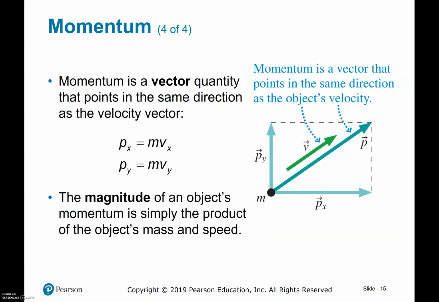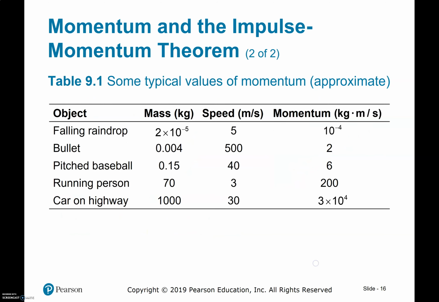So momentum is a vector. In 2 dimensions, I have 2 components: mass times the velocity in x and mass times the velocity in y. And because it's a vector, it obeys all the properties of a vector. You can add, you can subtract, you can multiply by scalars, and you can also find the magnitude of the vector.